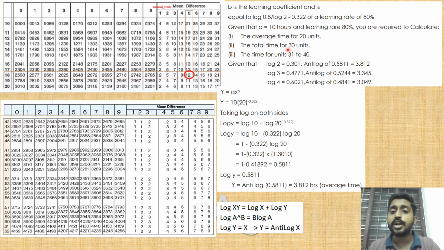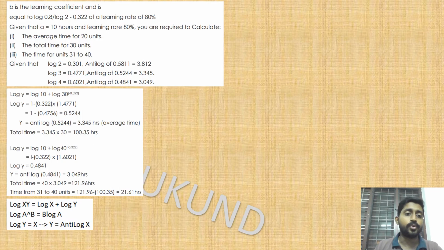We have to calculate the total time for 30 units. So do the same mathematics with logarithms which I said. Instead of x equal to 20, you are going to put x equal to 30. Apply the same formula, use the log book to find the log values and find the value of y, which is the average time per unit. Now how many units? 30 units. So multiply by 30 to find the total time for 30 units.